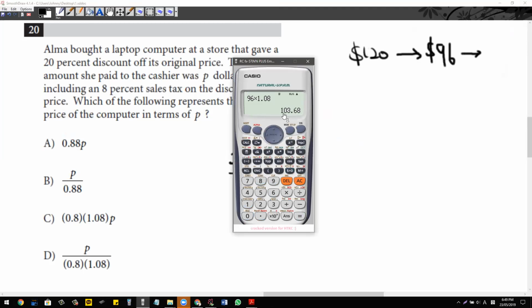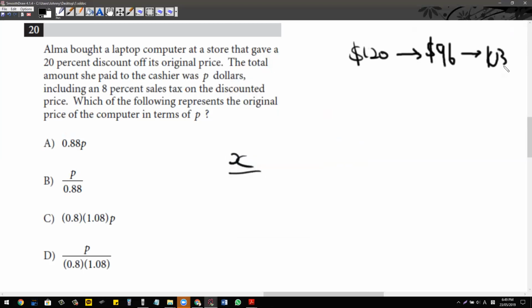Okay, I see that. Yeah, 100% is the original plus 8%, straight away. So that's 103.68. Okay. So let's have a look at this again.